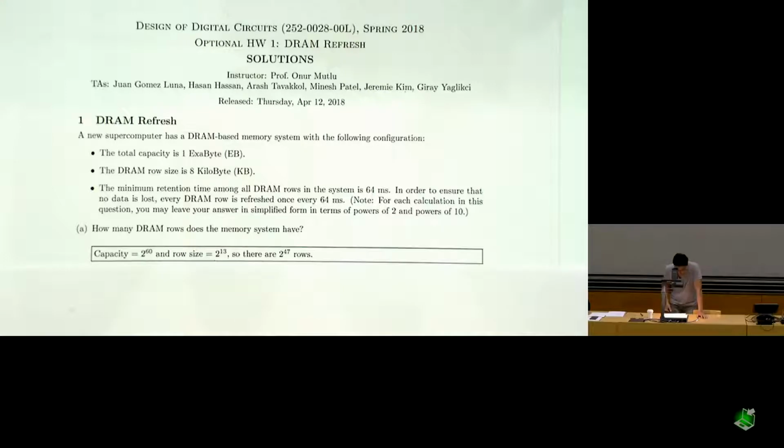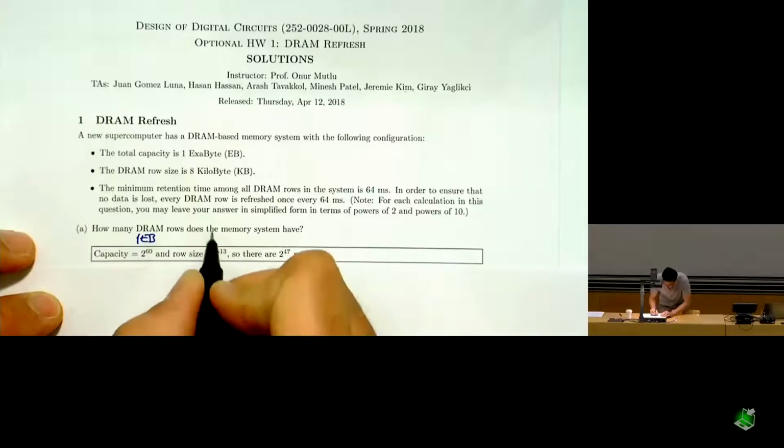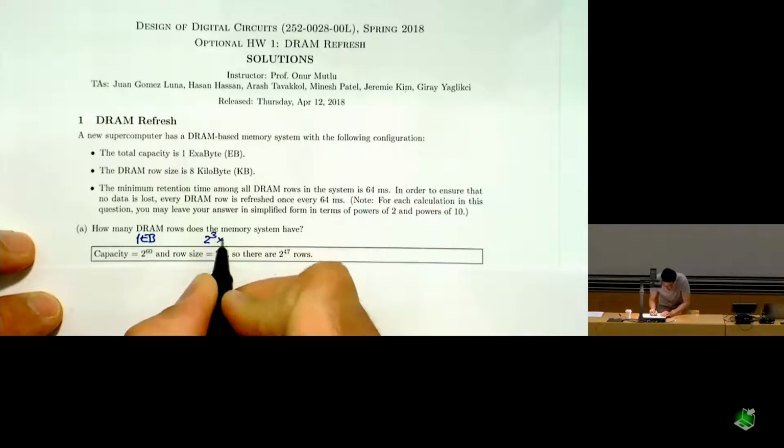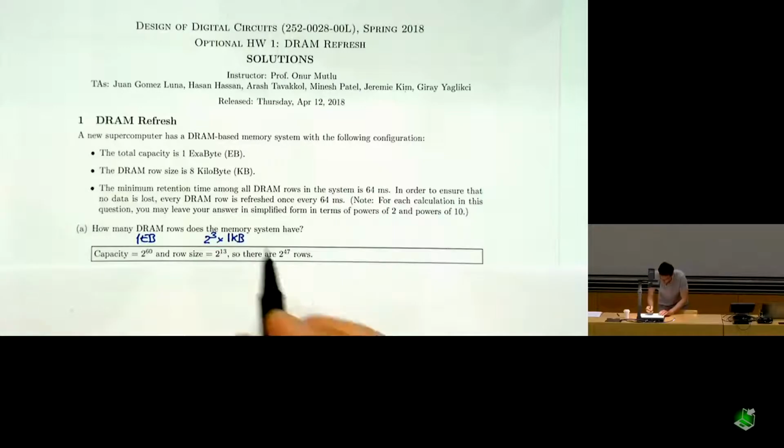As you can read here, 1 exabyte is 2 to the 60th, and the row size is 2 to the 13th. I think this doesn't need too much explanation. This is 1 exabyte, and this is 2 to the 3rd times 1 kilobyte, that is 2 to the 10th. So that's why we have 2 to the 60th, 2 to the 13th, and if we divide the total capacity by the size of the row, we will get these 2 to the 47th rows. That's clear, I guess. No questions.